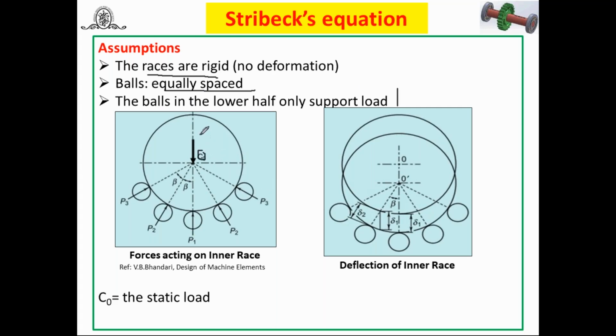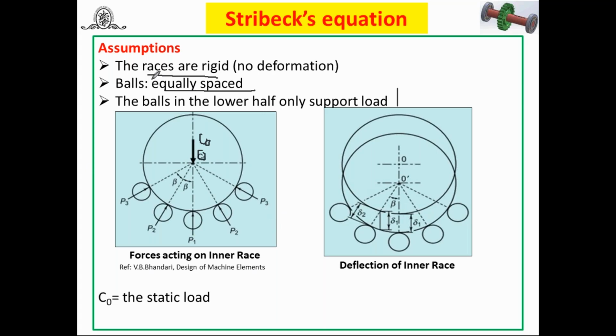It is shown here. What is C0? And the balls in the lower half only support the load. All these are the balls here, 1, 2, 3, and they support the load C0. P1 is the load which is acting on ball 1. It gives support to the load C0. Then similarly P2, P3. Likewise, you can add P4, depending on the number of balls used in the bearing.